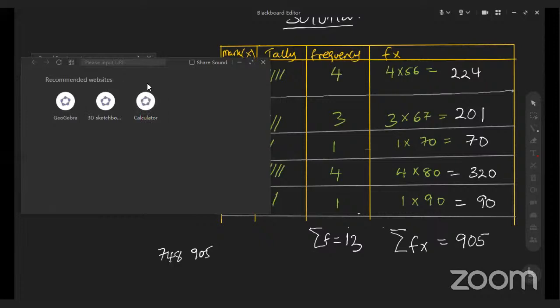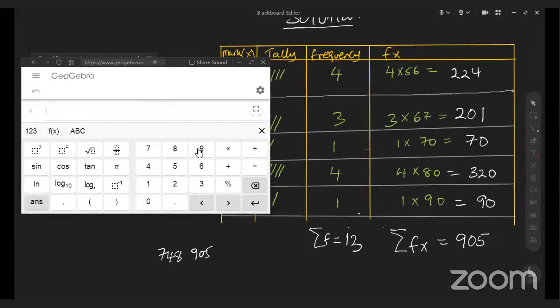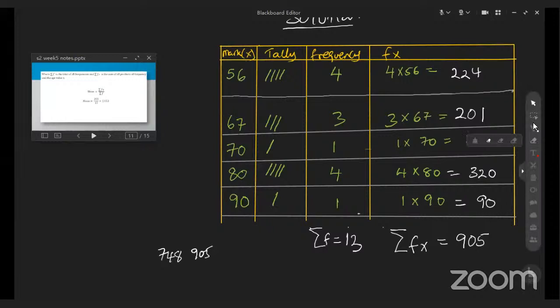So we have 224. Sorry. We have 224 plus 201 plus 70 plus 320 plus 90. And my final answer is 902. Okay, so our final answer here is 902.